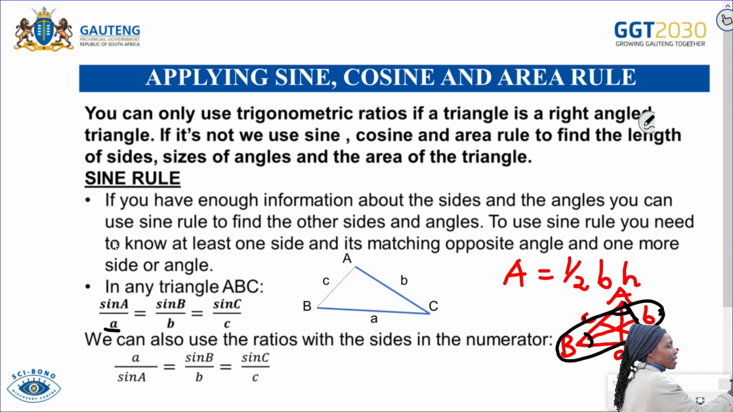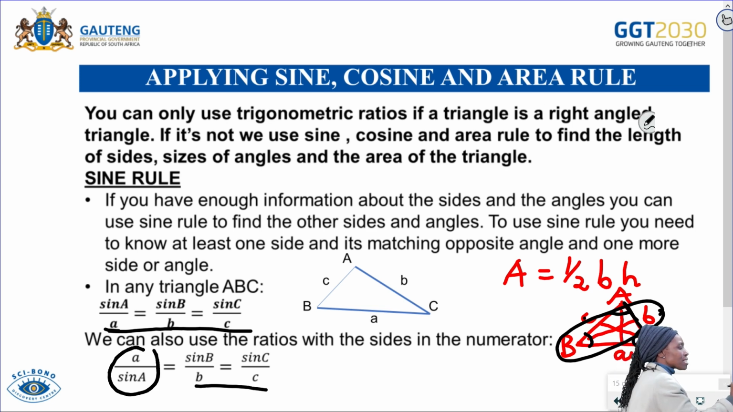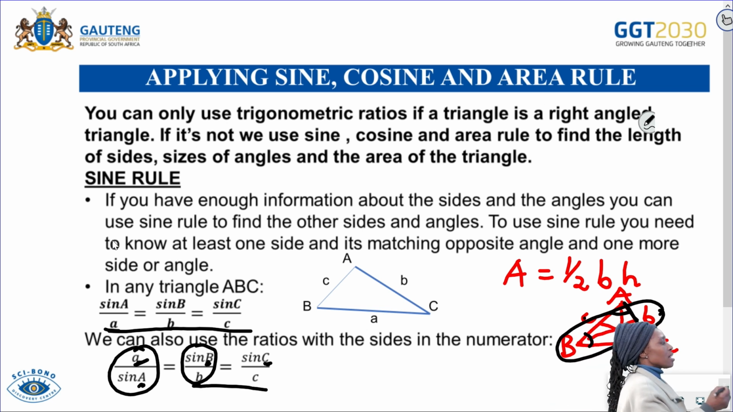Whether someone is using this one or this one, it's still the same, as long as the information given is enough for you to work out. And remember, in order for you to use the sine rule, you must have a full set of the angle and the side, so that when I say a over sine A, I have the value of the angle A as well as the side. If I'm given the angle B, I must also be given the side b. You must have one complete pair like this.